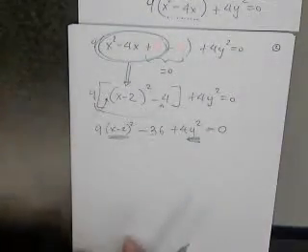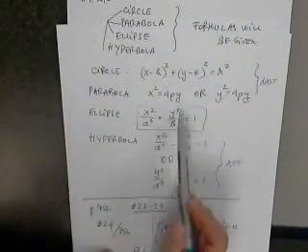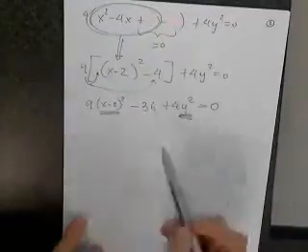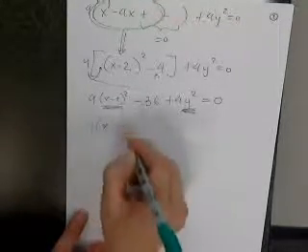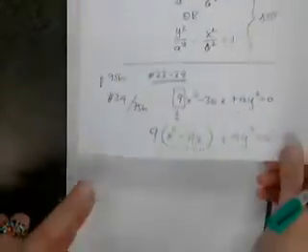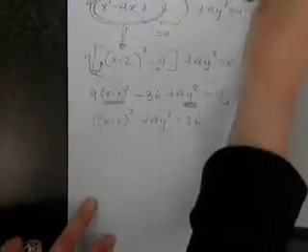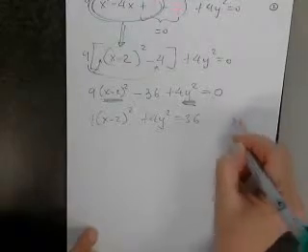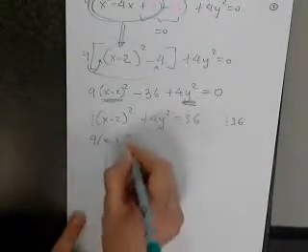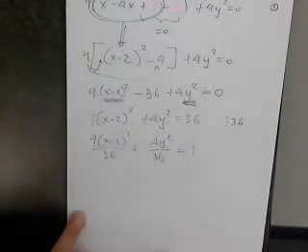So what do I do to make it look like that? First of all, I have to separate the terms with x squared and y squared from the free term. So what will you tell me to do? Yes, move 36. So 9 times (x minus 2) squared plus 4y squared equals 36. But now I know that this has to be 1. What should I do next? Divide by 36. So then I have 9 times (x minus 2) squared over 36 plus 4y squared over 36 equals 1.